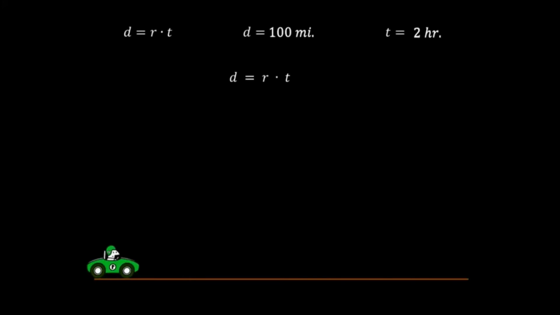So our first step in this problem is to replace the variables by the values that they represent at this time. So we replace d by its value, 100 miles. Remember, we include the units. And we replace t by its value, 2 hours.